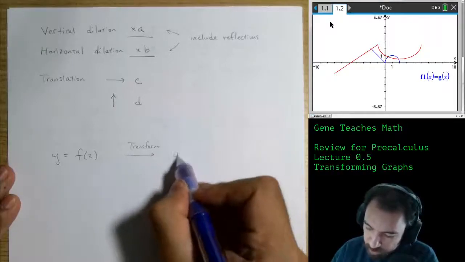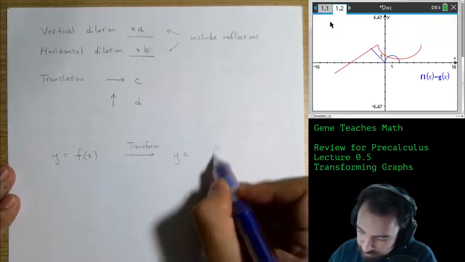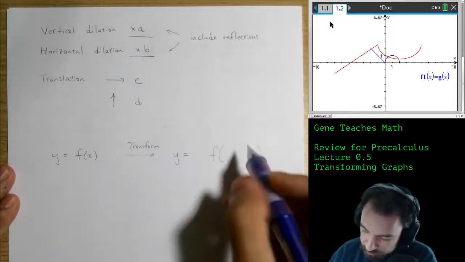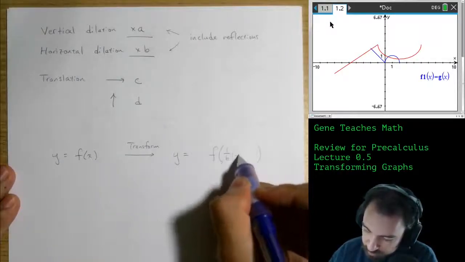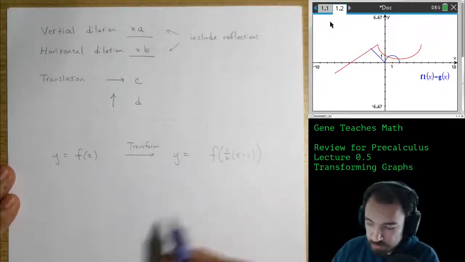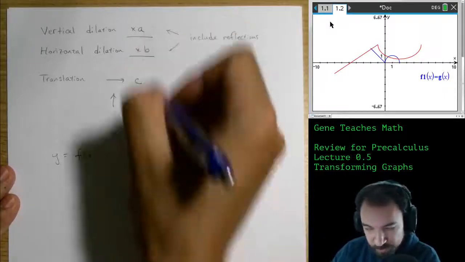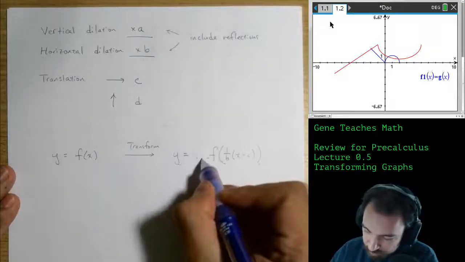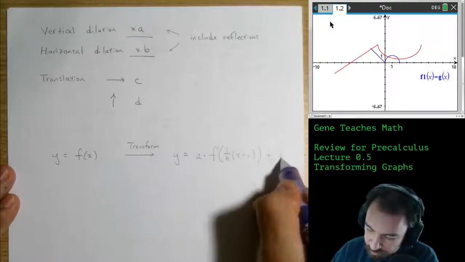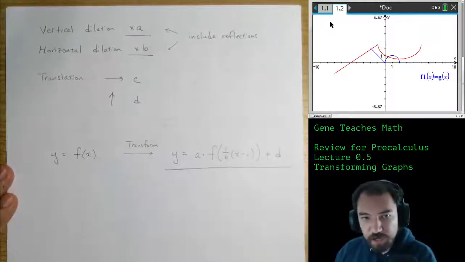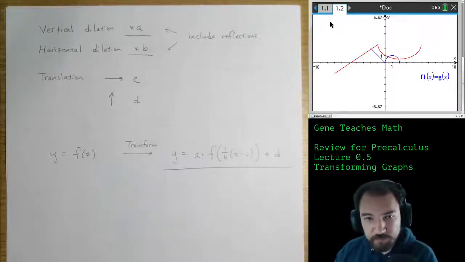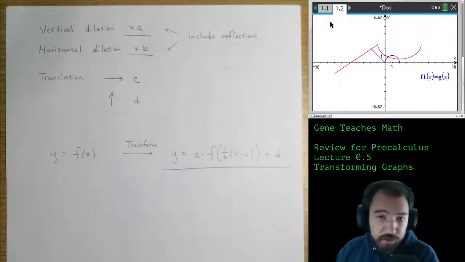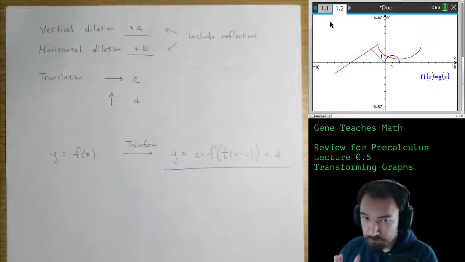You're going to have y equals, and then inside the f, the input, we're going to have 1 over b times x minus c. So this looks like it's doing the opposite of what it actually is, so remember that. And on the outside, I'm going to have times a and then plus d. And this is how we transform graphs of functions. This is the kind of thing where the more you do it, the more physical intuition you gain. So I would say do a lot of problems, and eventually, the more you do it, the more it makes sense.